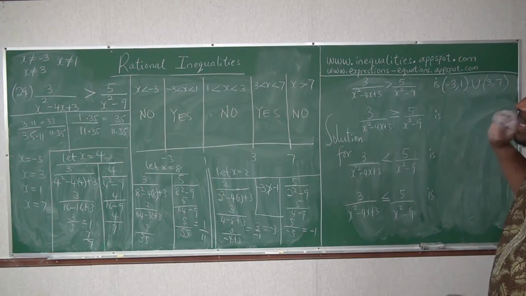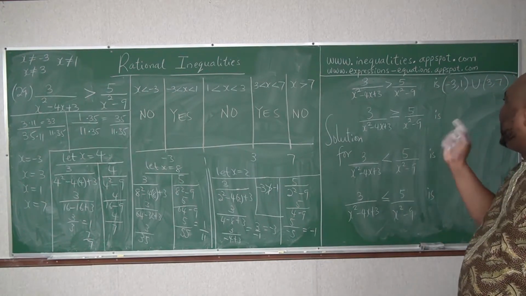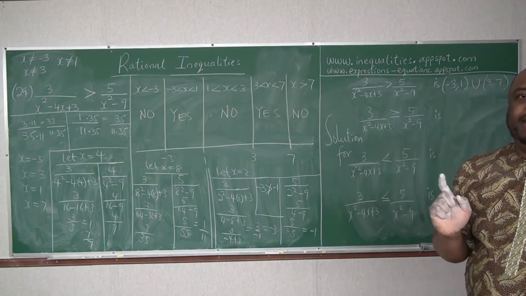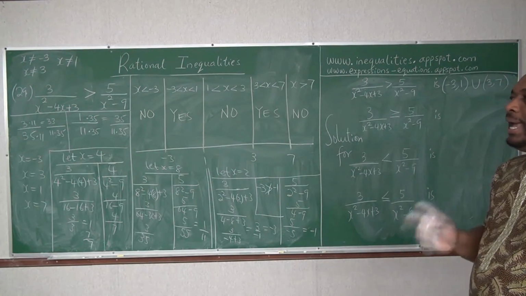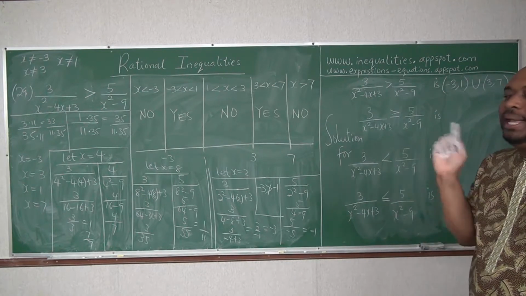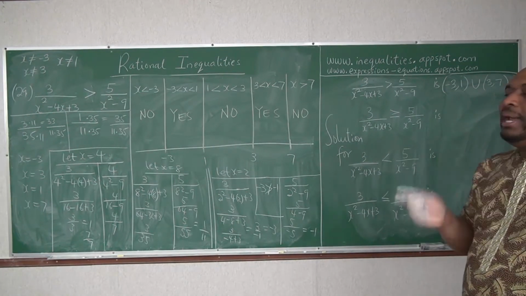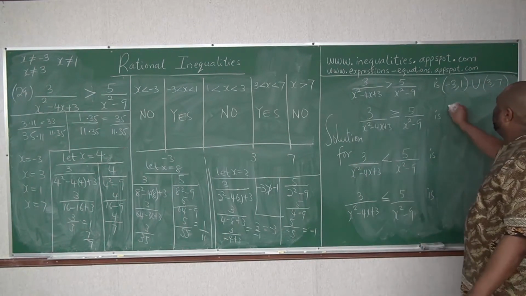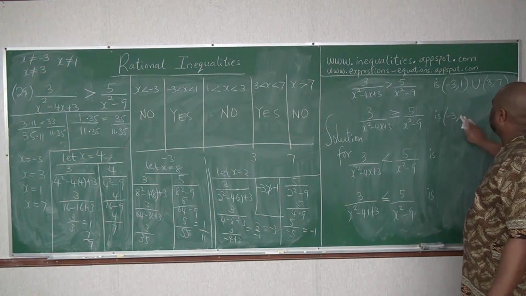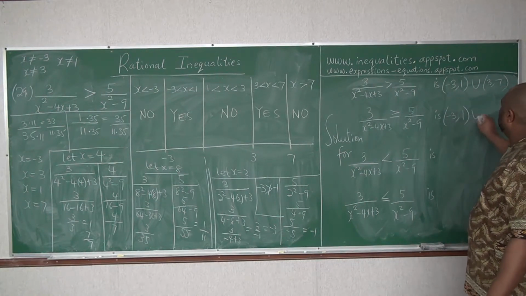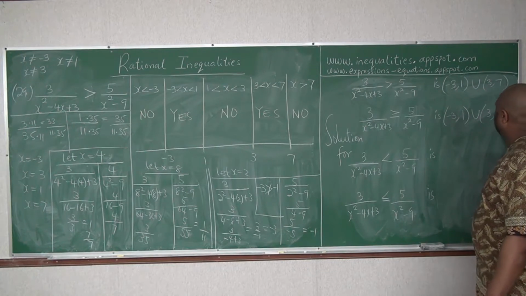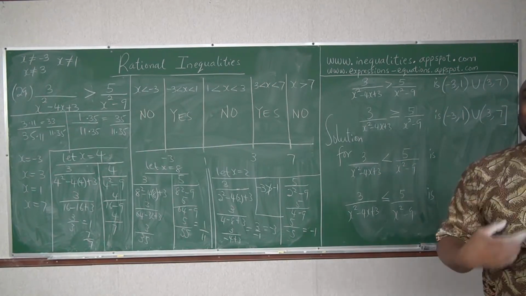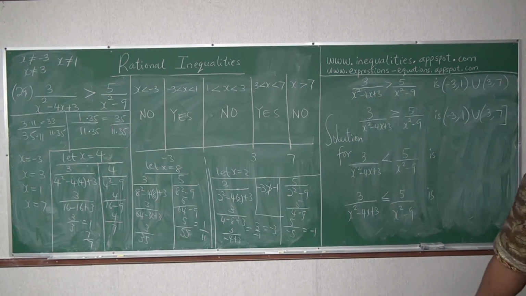Now the second one, greater than or equal to, we check what cannot be in the domain. Negative 3 cannot be in the domain. 3 cannot be in the domain. 1 cannot be in the domain. So this would be negative 3 to 1 union 3 to 7, but you close 7. 7 can be in the domain. 7 is in the domain. Okay, so you close 7 with a bracket.